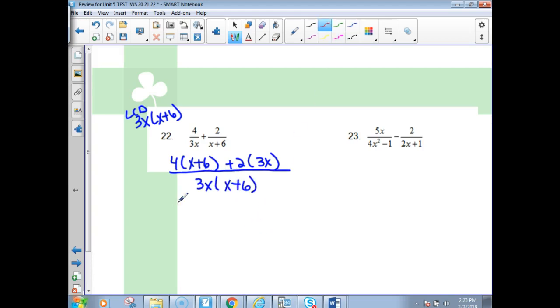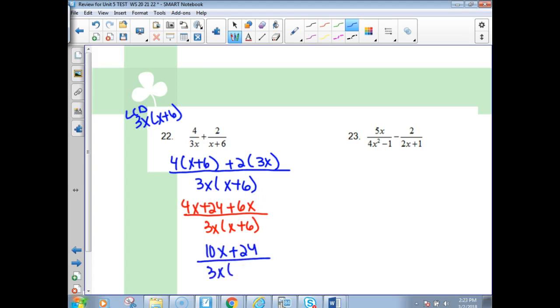Distribute in the numerator, gives you 4x plus 24 plus 6x. Still have your denominator of 3x times x plus 6. Going to finish simplifying. I've got 10x in the numerator plus 24. And then the denominator, 3x times x plus 6. If I were to factor out a 2 in the numerator, nothing would change, so I'm not going to bother, because it wouldn't simplify any further.